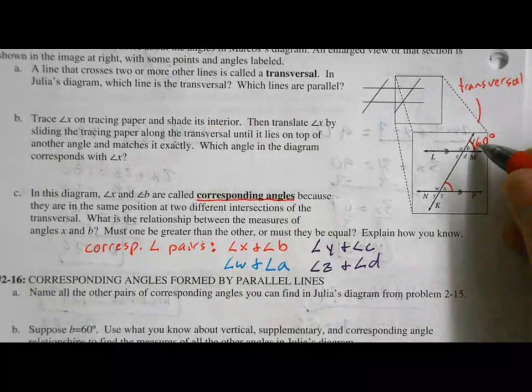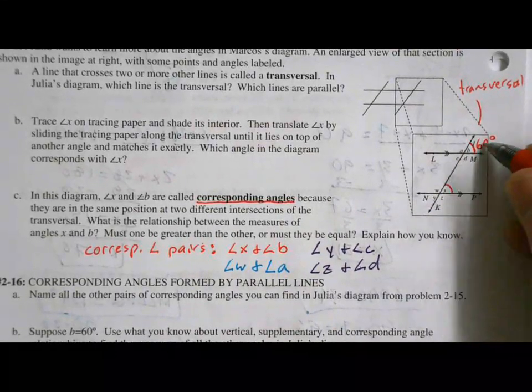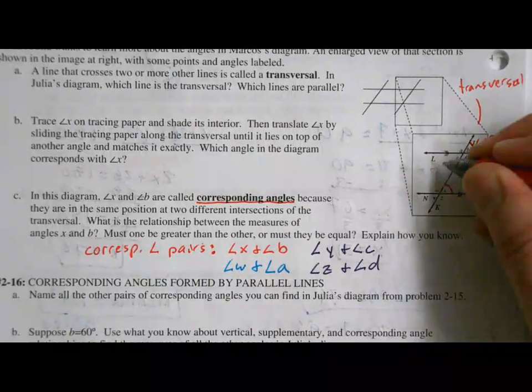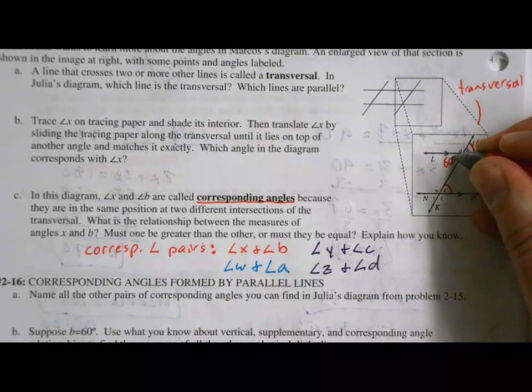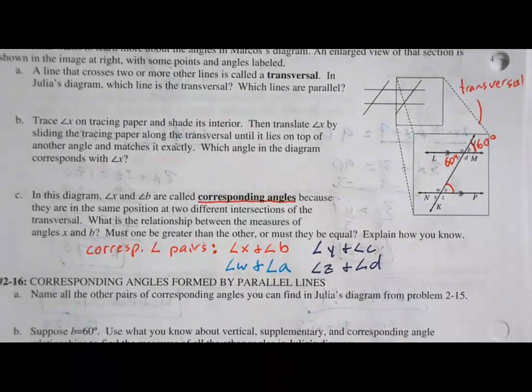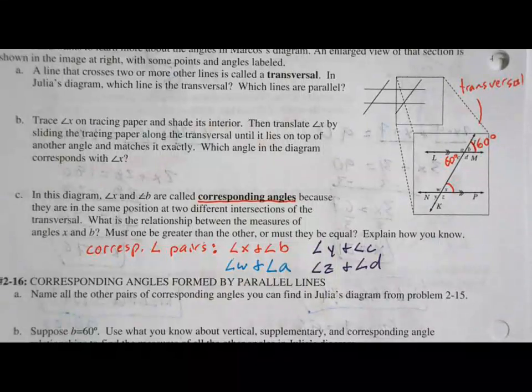For example, B and C are vertical angles. We already learned that vertical angles are the same, so 60 degrees also right there. See if you can label all of the angles in the picture. Think about vertical angles. Think about supplementary angles. I see some supplementary angles there as well.